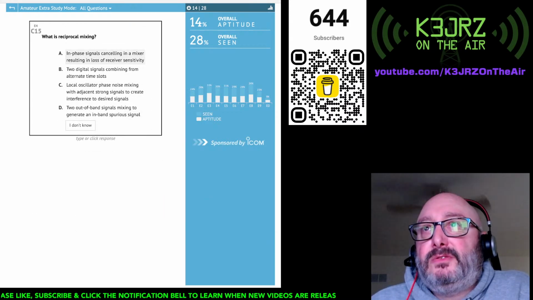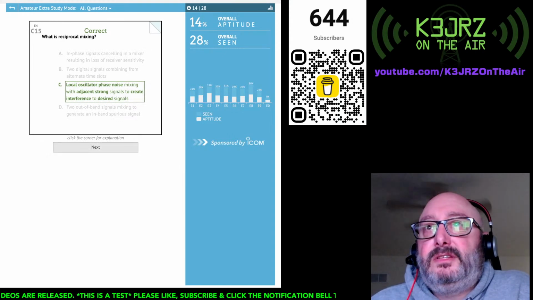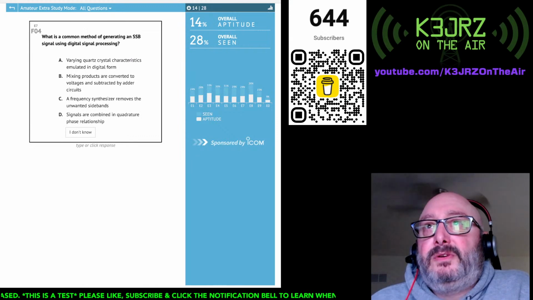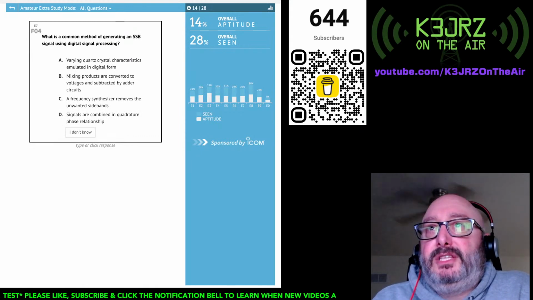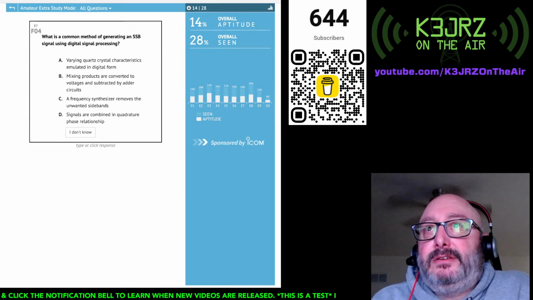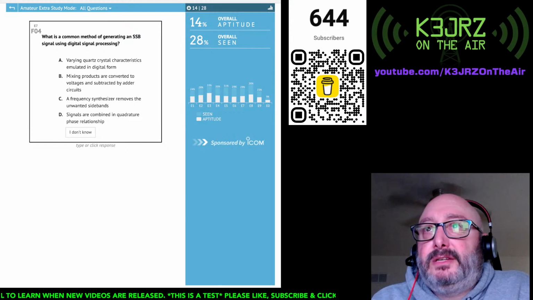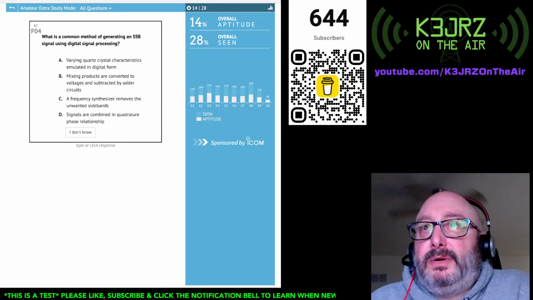Reciprocal mixing: in-phase signals canceling in a mixer, resulting in loss of receiver sensitivity. Local oscillator phase noise, two bands. Mixing adjacent signals to create interference into two desired signals. What was a common method of generating an SSB signal using digital signal processing? Varying coarse characteristics. Mixing products are converted into voltage extracted by ad circuits. The frequency sensor removes the unwanted sidebands. So combined to a quadrant.